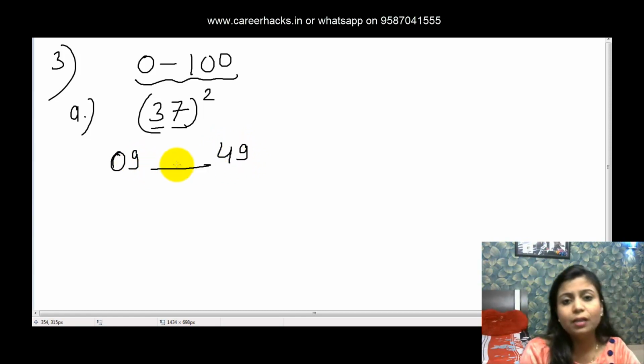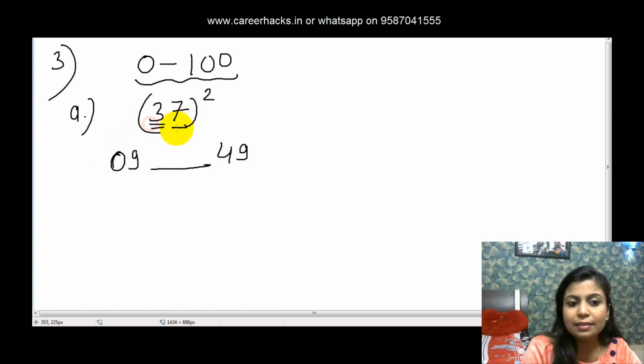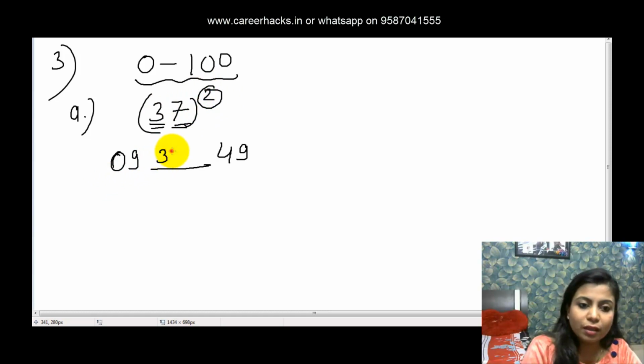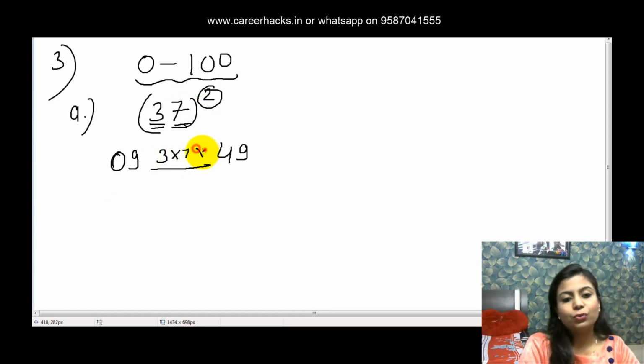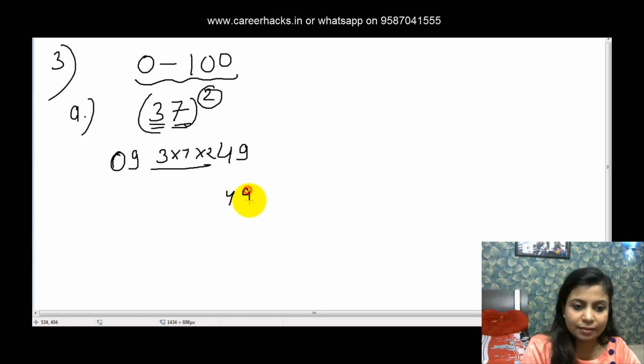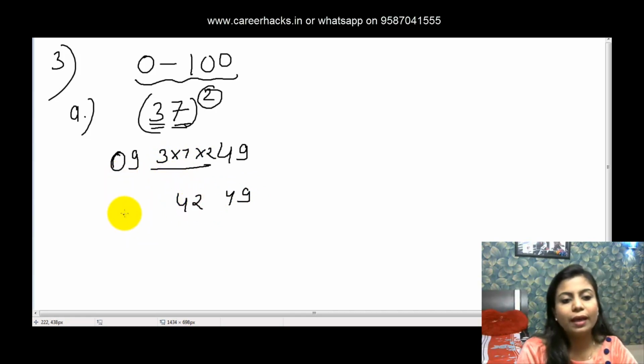Now in the middle, what we will do is we will multiply all the three numbers: this 3, 7 and this 2 here. So 3 into 7 into 2. So again we will write this 49 as it is, and 3 sevens are 21, 21 twos are 42, and again this 0 and 9.